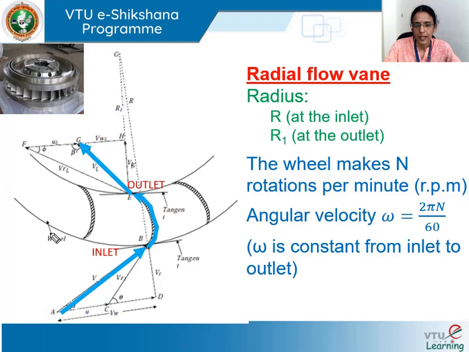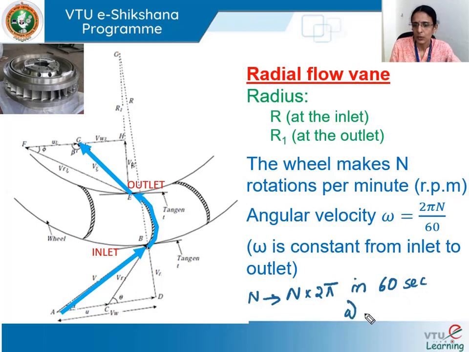And this wheel makes n rotations per minute. That is constant, whether you talk about the outer periphery or the inner periphery, the wheel makes n rotations per minute. Or the angular velocity is the same at the inlet tip or the outlet tip. And we know that each rotation is through 360 degrees or through 2 pi radians. Therefore, n rotations means n into 2 pi is the angle that is covered, and this is covered in 60 seconds because n is the number of rotations per minute. The wheel makes n rotations in 60 seconds or in 1 minute.